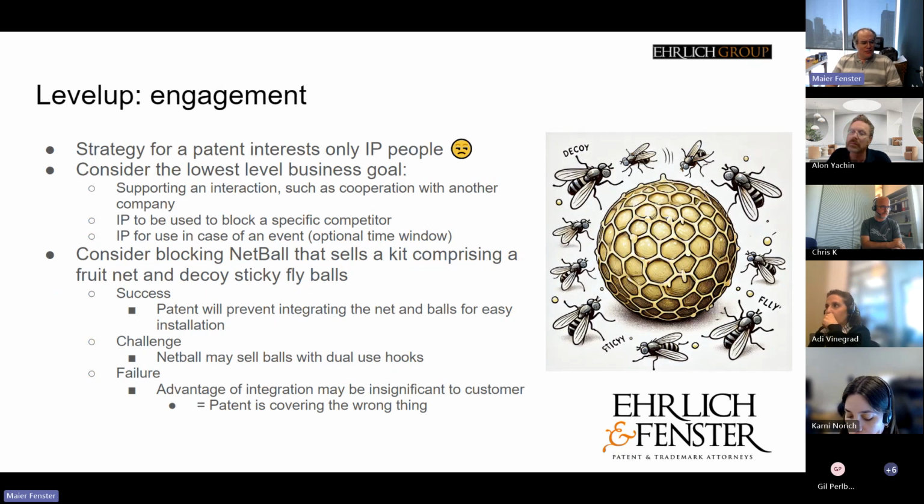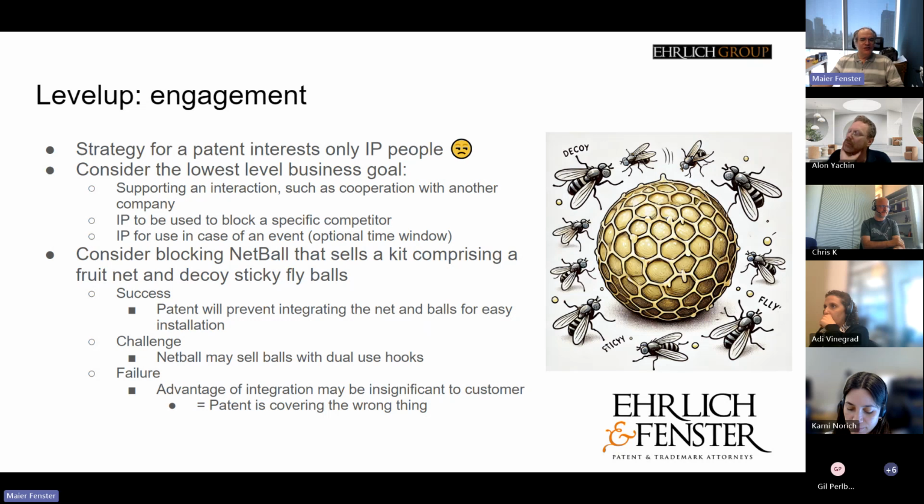I started with the level of patents, and patents is a basic level when we talk about IP, but a higher level is engagement. And the reason why that's important, because the strategy for getting a patent, only IP people care about. I think most of you have met that situation already. You explain to a client how he's going to get a patent, and the eyes glaze over. So let's start talking about business goals.